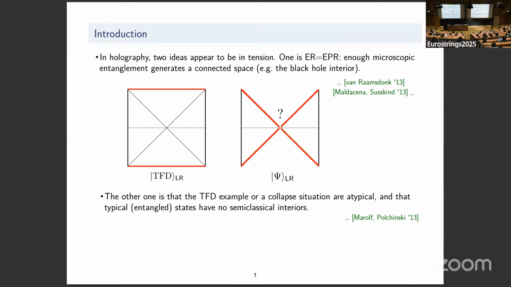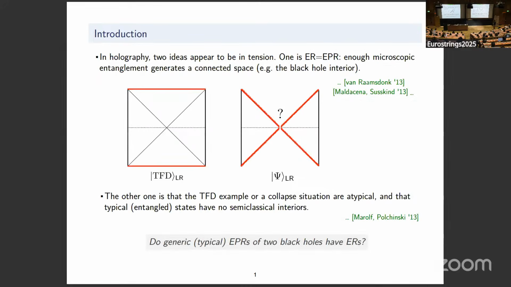So the second idea, which appears to be in tension with this one, is that the thermofield double example or other situations, which are sort of simple, are very fine-tuned, and they are not generic examples of entangled states between two black holes. In particular, there have been arguments over the past years saying that perhaps a generic entangled state of the two black holes doesn't have an interior, and perhaps contains some non-perturbative object that you can call a firewall or something else that nobody knows how to describe. So as you see, this kind of idea is sort of against the mantra of ER equals EPR.